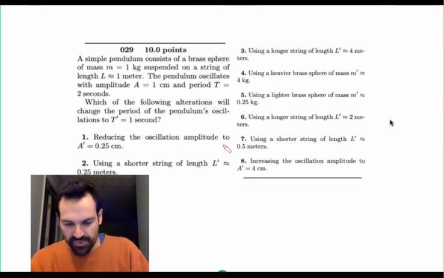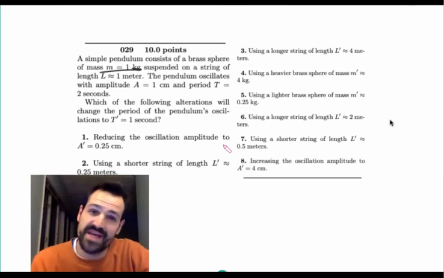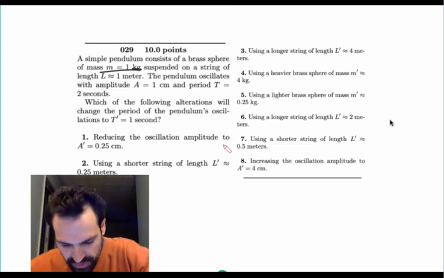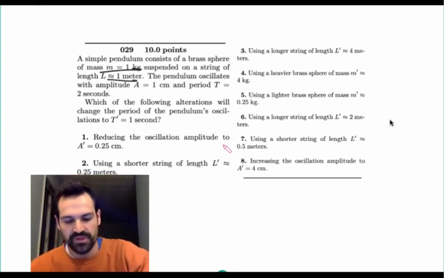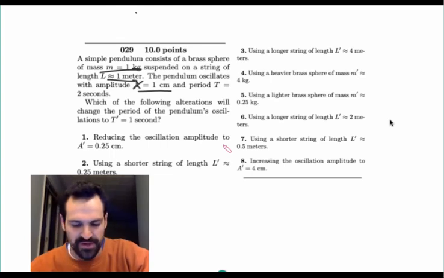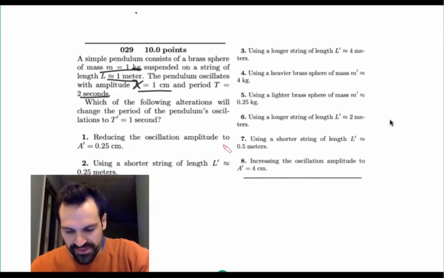All right, we have a simple pendulum consisting of a brass sphere of mass 1 kilogram. Again, mass doesn't matter for pendulums. On a string of length roughly 1 meter. That does matter. The pendulum oscillates with an amplitude of 1 centimeter. Amplitude doesn't matter for pendulums. And period of 2 seconds. Which of the following alterations will change the period of the pendulum to 1 second?